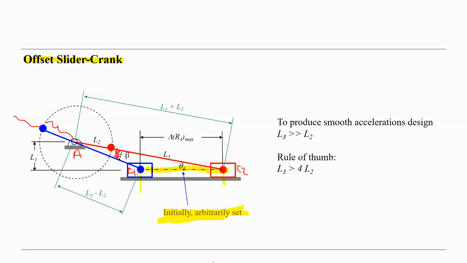So since we know L2, we can select L3 according to this rule here, and L1 we can get from the drawing. Using a computer-aided design program like SolidWorks or a CAD program, we can easily calculate the lengths L1, L2, and L3 using these geometric relations.